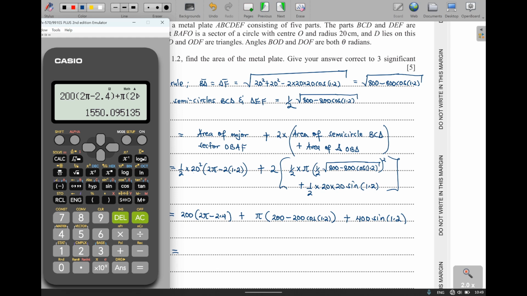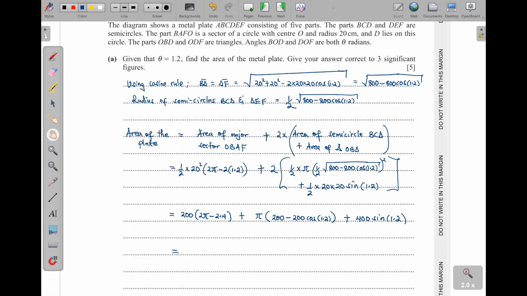So we get 1550.095135. Of course, to 3 significant figures, I'll just round this one off, so it will be 1550.